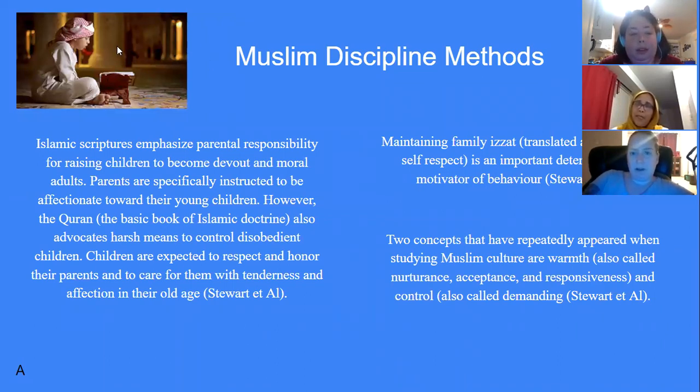Okay, so then we took a look at some of the cultural methods of discipline. Islamic parents are specifically instructed to be affectionate towards their young children. However, the Quran also advocates harsh means to control disobedient children. But two concepts that have repeatedly appeared when studying Muslim culture are warmth and control.